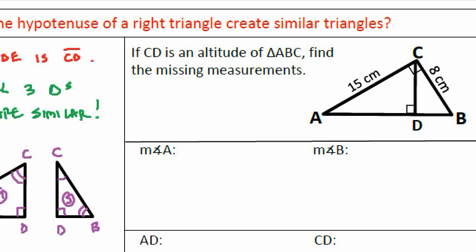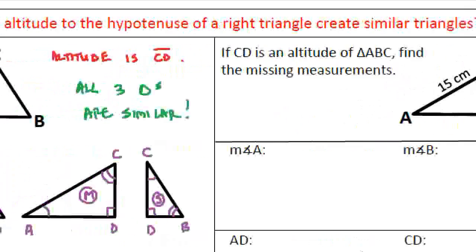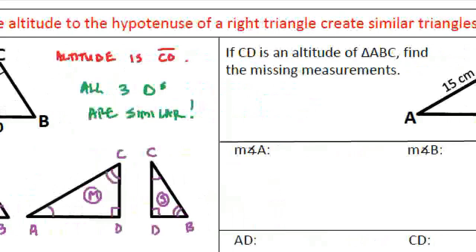So now we'll go to the right side of this section, and let's take a look at this diagram. If CD is an altitude of triangle ABC, find the missing measurements. What we want to remember, and this is hard for a lot of us, is that this altitude right here creates three similar triangles: the large one, the medium one, and the small one, just like you see over here. So all we have to do is remember which angle is congruent to which angle in each of those triangles, and we can use trigonometry to find lots of missing information.